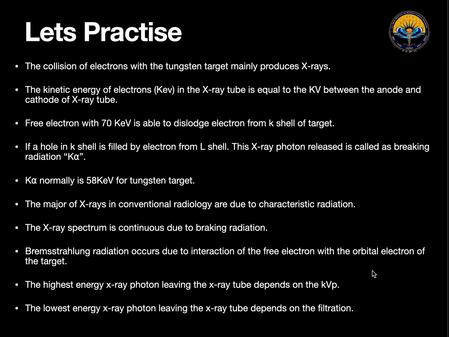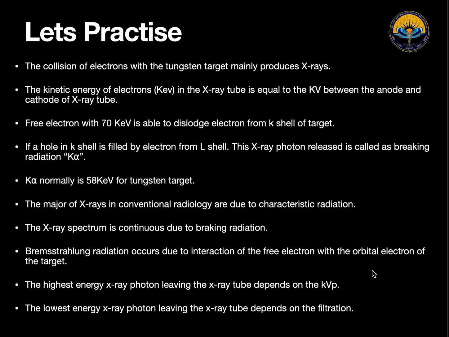The kinetic energy of electrons in the X-ray tube is equal to the potential difference between the anode and cathode of the X-ray tube. That is a true statement. A free electron with 70 keV is able to dislodge an electron from the K shell of the tungsten target. This will be a true statement because the binding energy of the K shell of tungsten is 69.5 kiloelectron volts. So if our electron has 70 keV energy, it will be able to dislodge the electron as it's more than the binding energy.